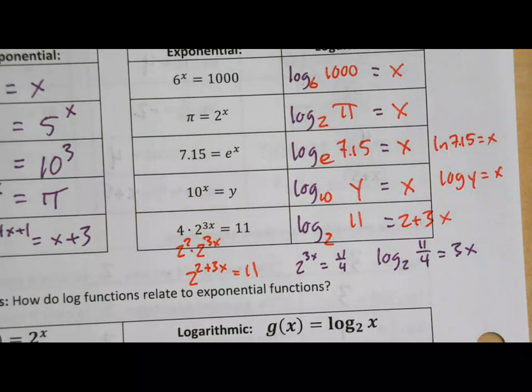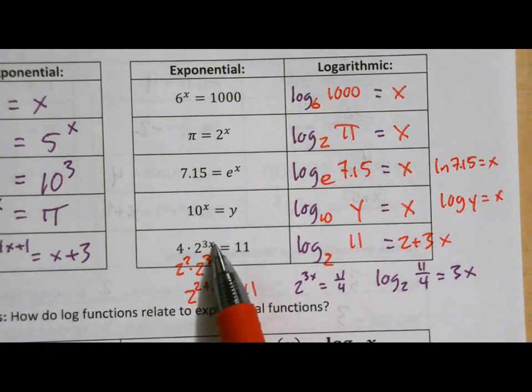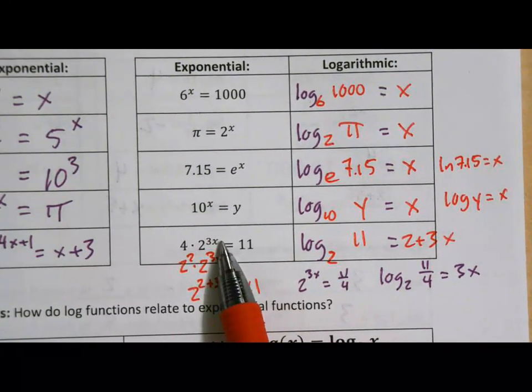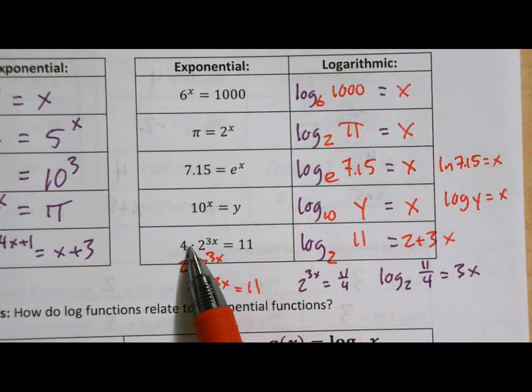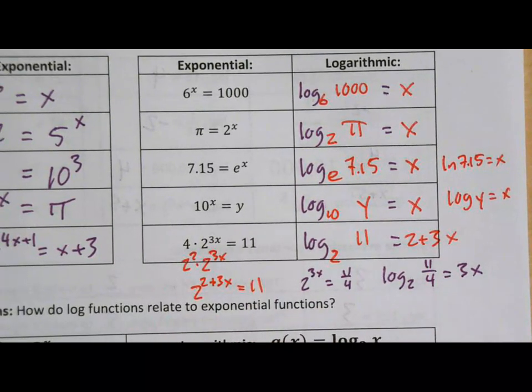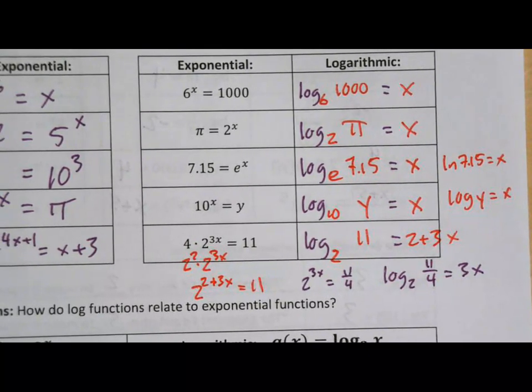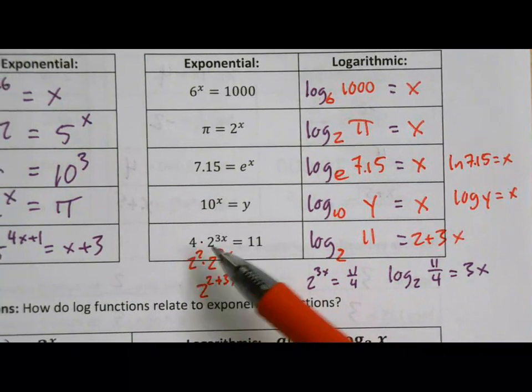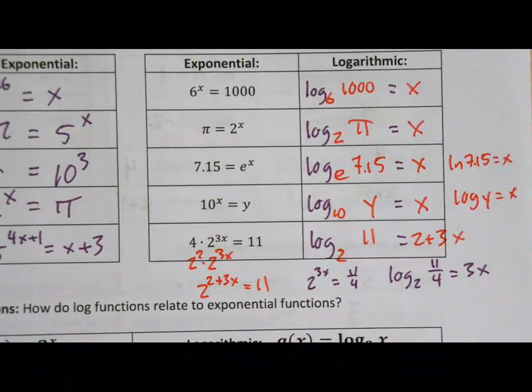Question? Can I just multiply the 2 by 4 and call that 8 to the 3x? That's a good question. Now, technically, no, because technically this 4 has its own exponent. It's an exponent of 1. So no, we cannot. We can't combine the bases together unless they match.